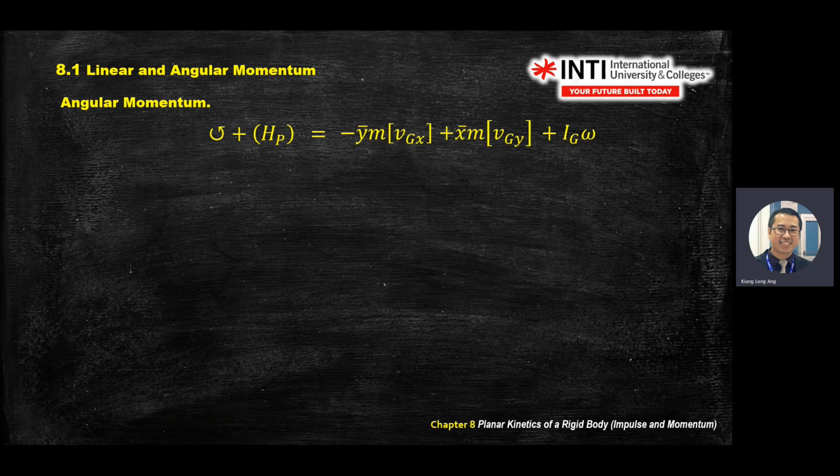What is momentum? Momentum is mv, mass times velocity. If you need to take the angular momentum, you just need to multiply the distance to the velocity. So it's the same like this one. You just change the force to become momentum.